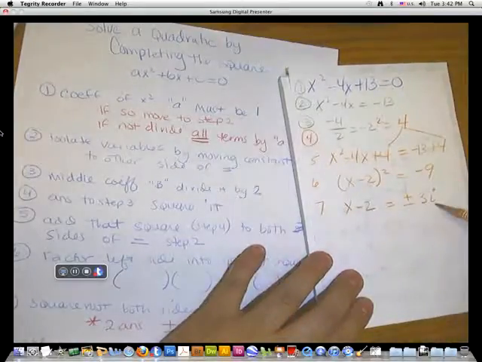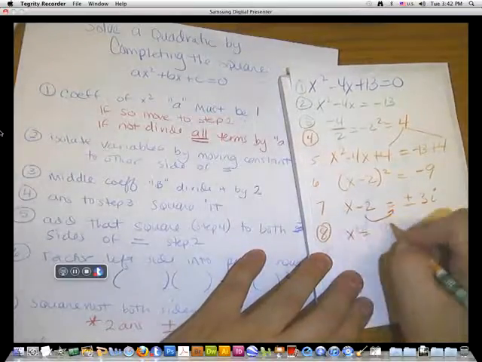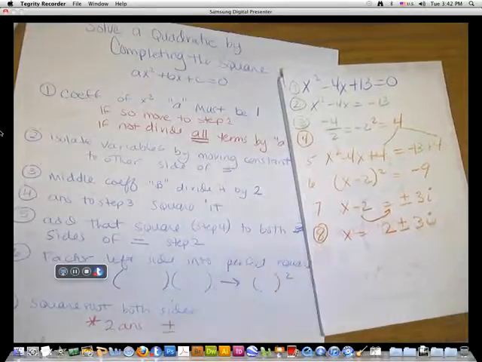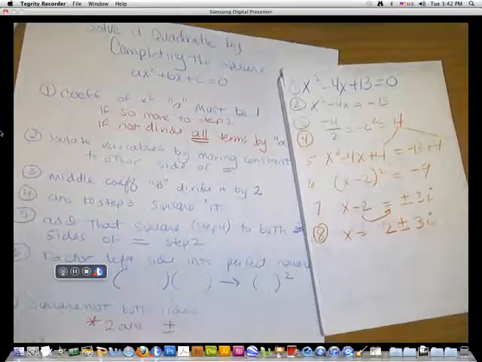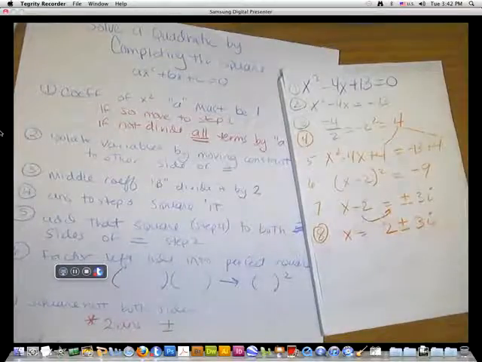Remember, when you square root a negative, it's imaginary, and the square root of 9 is 3. And then step 8 is to solve, so 2 plus or minus 3i. You can come up with whole numbers, you can come up with fractions, you can come up with radicals, you can come up with imaginaries. Everything is possible when you complete the square. So that is completing the square for its solving purposes.